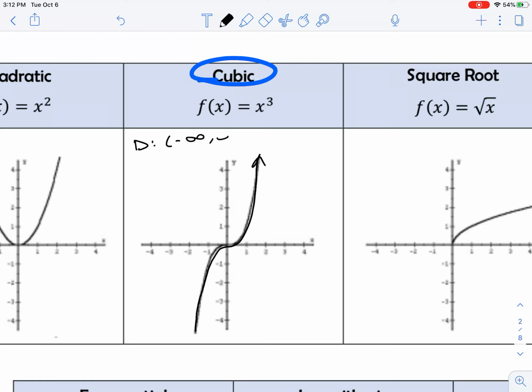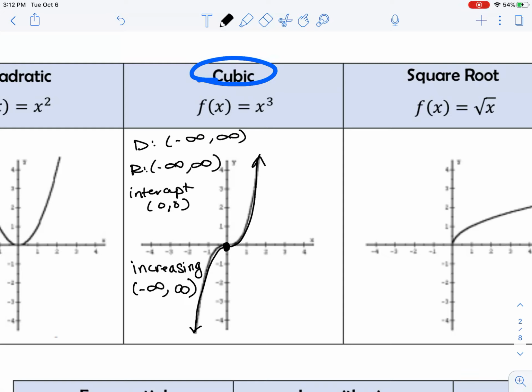Our domain is from negative infinity to positive infinity. There's no restriction on the x values. Our range is the same because it goes all the way down to negative infinity and all the way up to positive infinity. Our x and y intercept is at 0, 0, so we just say the intercept for both is at 0, 0. And it's increasing everywhere, which means it's increasing from negative infinity to infinity.